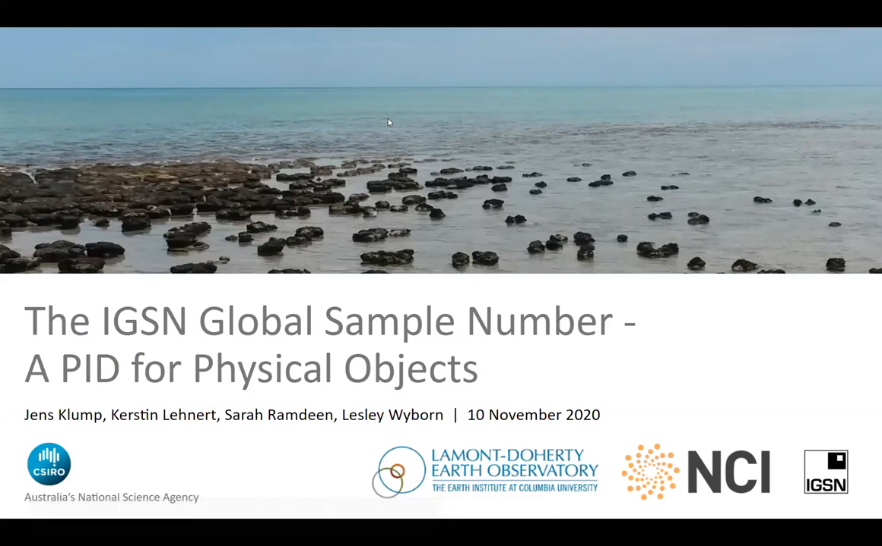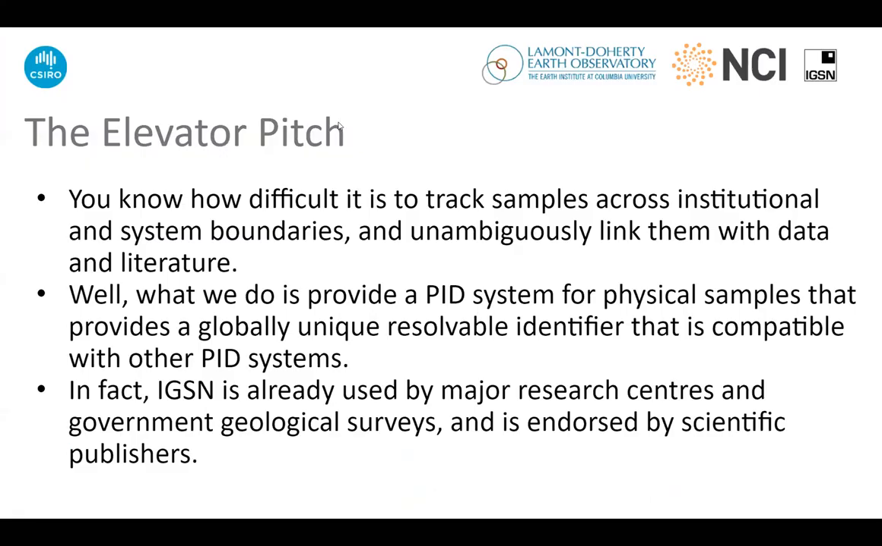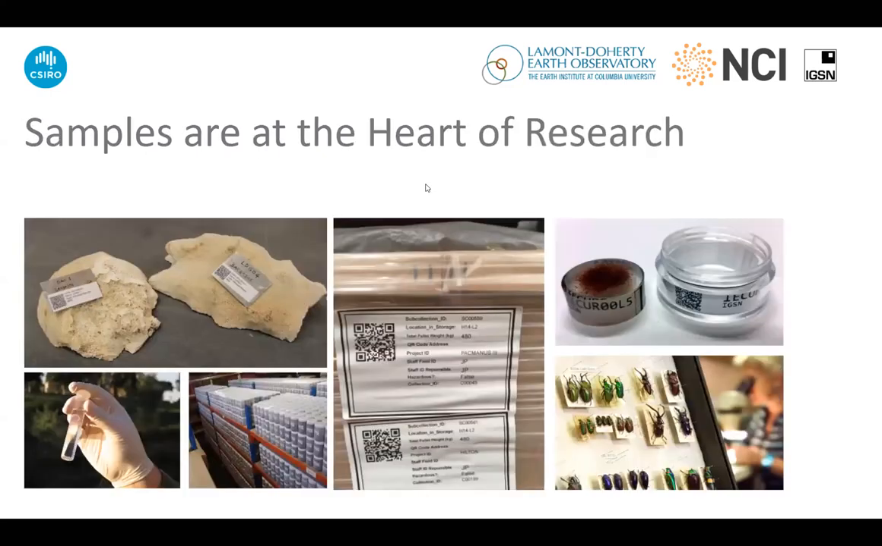I wanted to tell you just in a few words about the IGSN global sample number, which is a persistent identifier for physical objects. Next slide, please. And so in a nutshell, the famous elevator pitch, you know how difficult it is to track samples across institutions and system boundaries and unambiguously link them with data and literature. Well, what we do is provide a persistent identifier system for physical samples that provides a globally unique resolvable identifier that is compatible with other PID systems. In fact, IGSN is already used by major research centers and government geological surveys, and it is endorsed by scientific publishers.